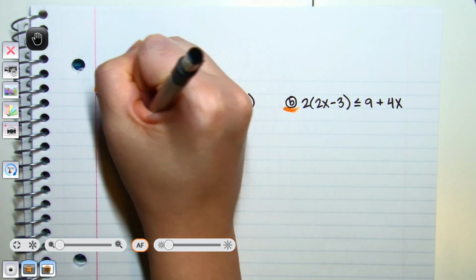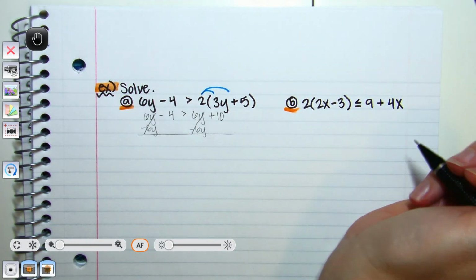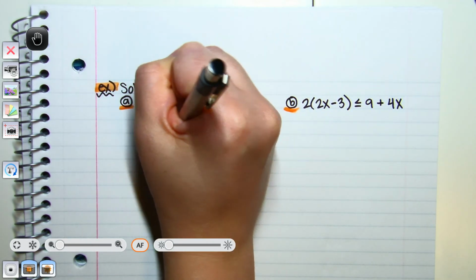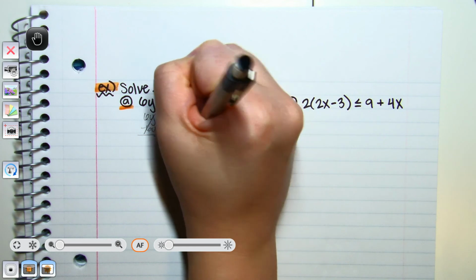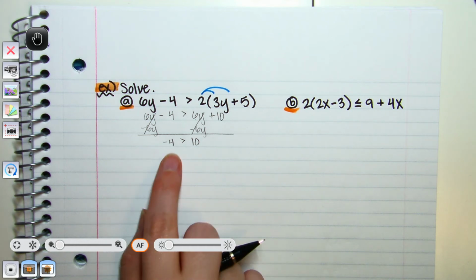Now I'm going to subtract 6y from both sides. I want to get all the variables over on the left. But when I do that, all of my y's end up canceling out. Now notice all of my y values are gone. So this should bring you back to solving equations, those special cases. No solution, infinite solutions. So is this a true or false statement?